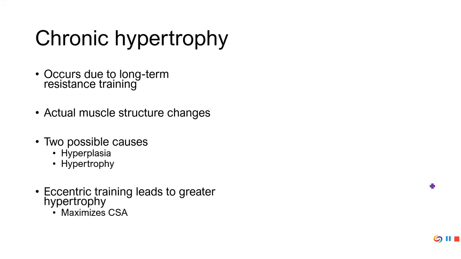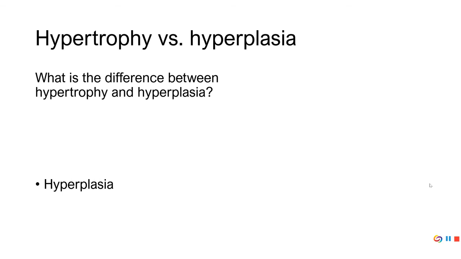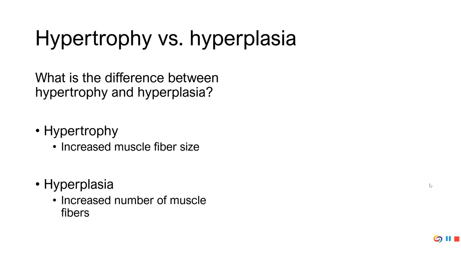Now, it's also important to know that eccentric training is going to be what causes you to have greater hypertrophy. And as a result, we're going to increase our cross-sectional area. This is taking advantage of our cross-sectional area that we've already got. But there is a difference between hypertrophy and hyperplasia. Hypertrophy is where the muscle fiber itself increases in size. Hyperplasia, on the other hand, is where we increase the actual number of muscle fibers or muscle cells. One of these happens most of the time. One of these rarely, if ever, happens.